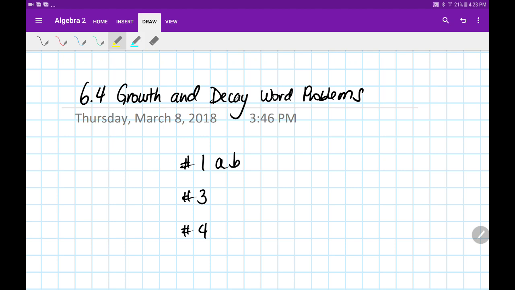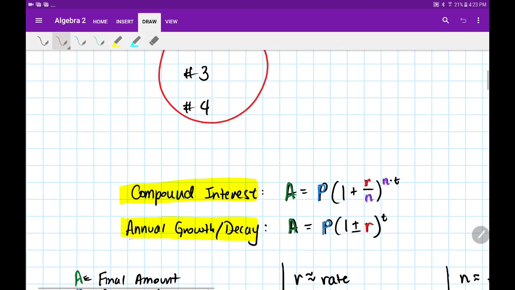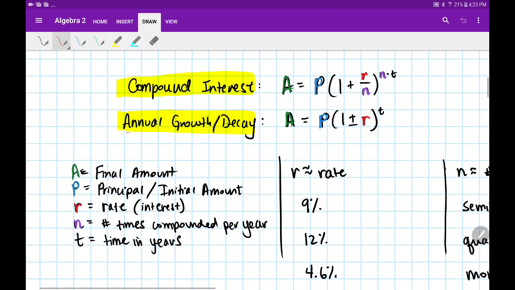Welcome to Homework Help for Lesson 6.4, our word problems lesson. Today we're going to do problems from the homework, numbers 1, 3, and 4. But first, we're going to start with some notes from page 7.